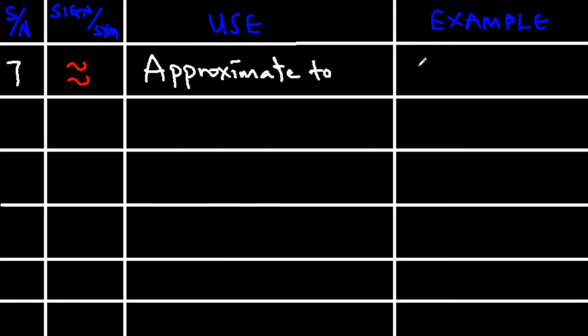For example, let's say on our left hand side we have the number 5, and on our right hand side we have the number 4.999. We can say that 5 is approximately equal to 4.999, because we know if we approximate 4.999 we will get 5.